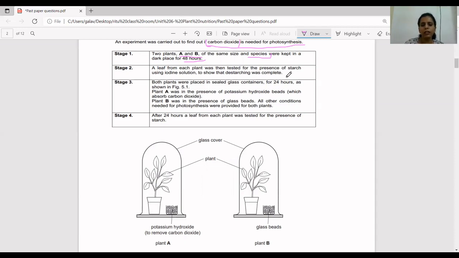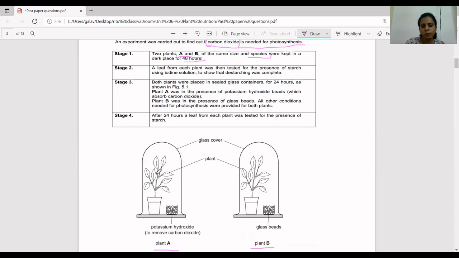After keeping the plants in the dark for 48 hours, one leaf from each plant was taken and tested for the presence of starch, just to check whether starch is present or not. And obviously, after keeping the plant in the dark for 48 hours, no starch would be found in the leaves. The third step was that both plants were placed in sealed glass containers, as shown here in the picture. This is plant A and this is plant B. Both plants were kept in a sealed glass cover.